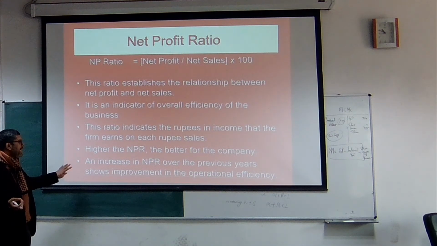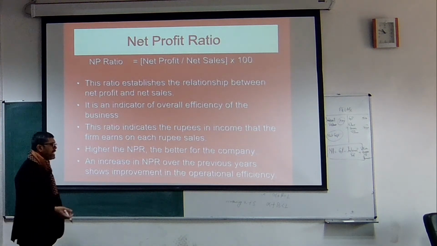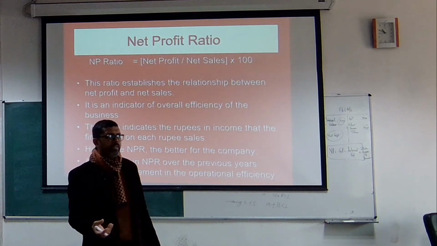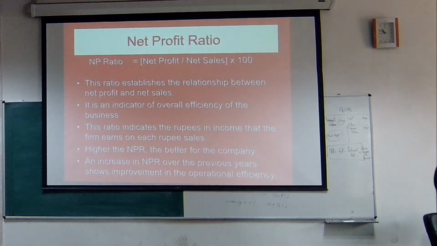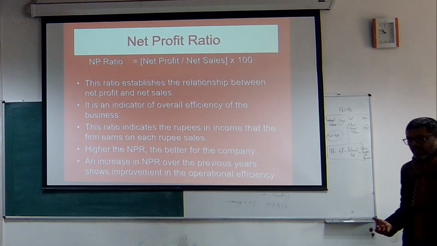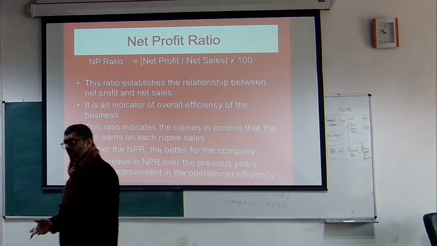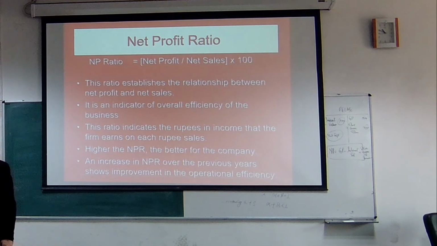An increase in NPR over the previous year, what does it indicate? That the company's operational efficiency has improved. Company is able to manage its cost, company is able to control its expenses, and that is the reason their net profit has gone up. And net profit बढ़ेगा तो net profit ratio भी बढ़ेगा. Is it okay? Right. Clear?